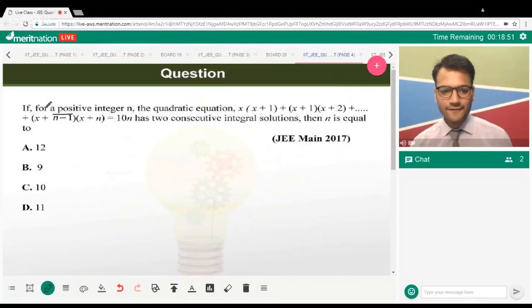The question says, if for a positive integer n, the quadratic equation this is equal to 10n has 2 consecutive integral solutions, then n is equal to what? It's okay. This seems to be a quadratic equation. If you expand each of these brackets, each of these terms, you would get a quadratic equation. X squared would be the degree of the equation.